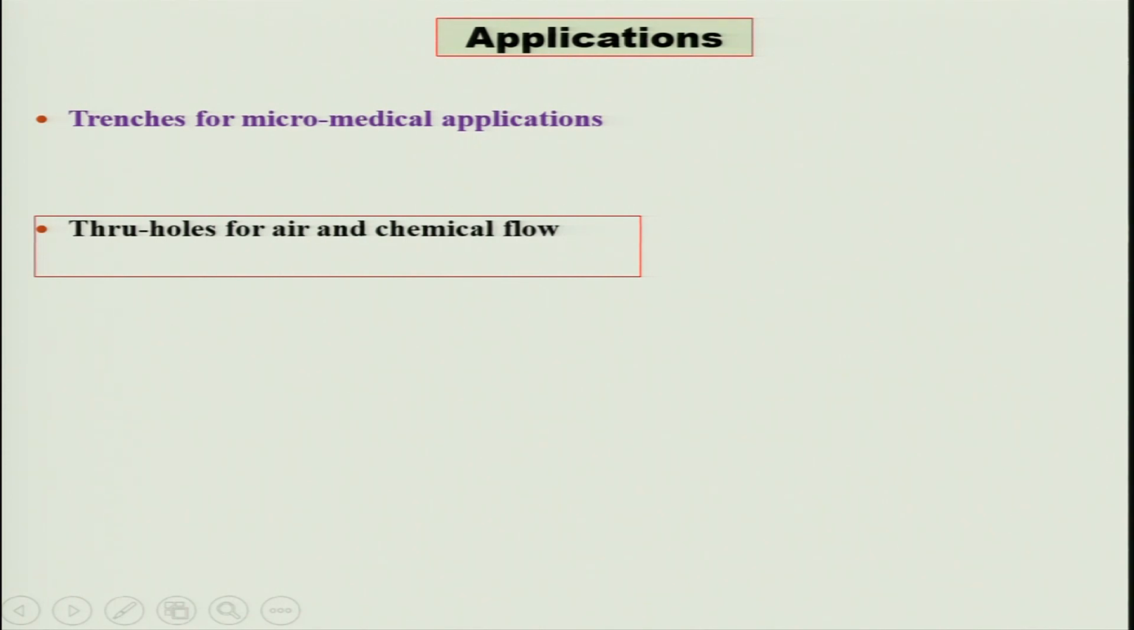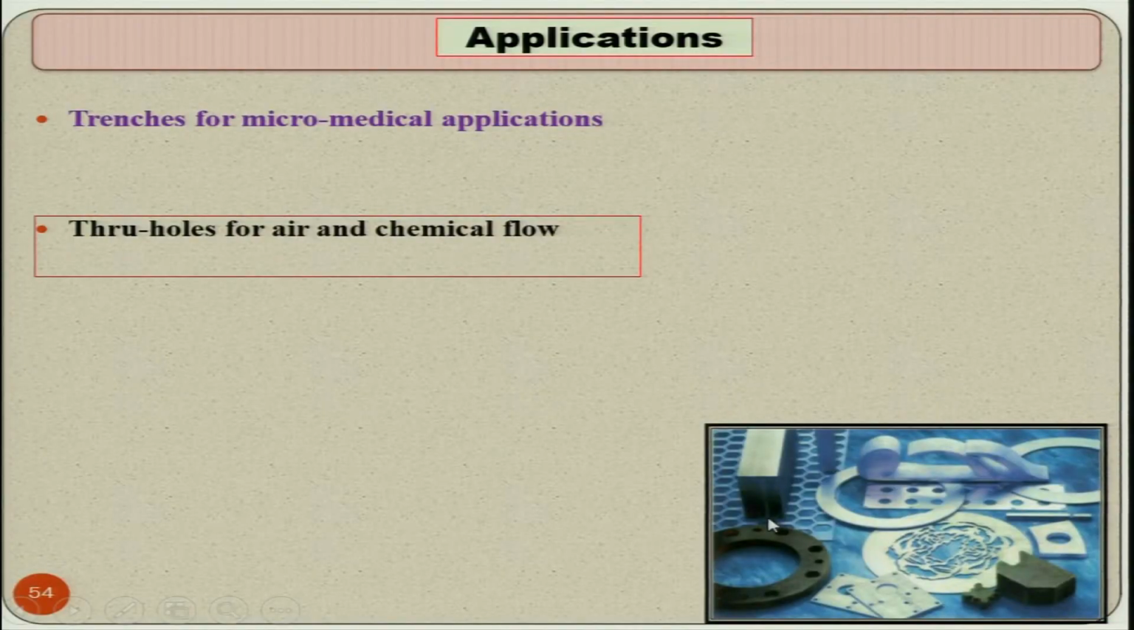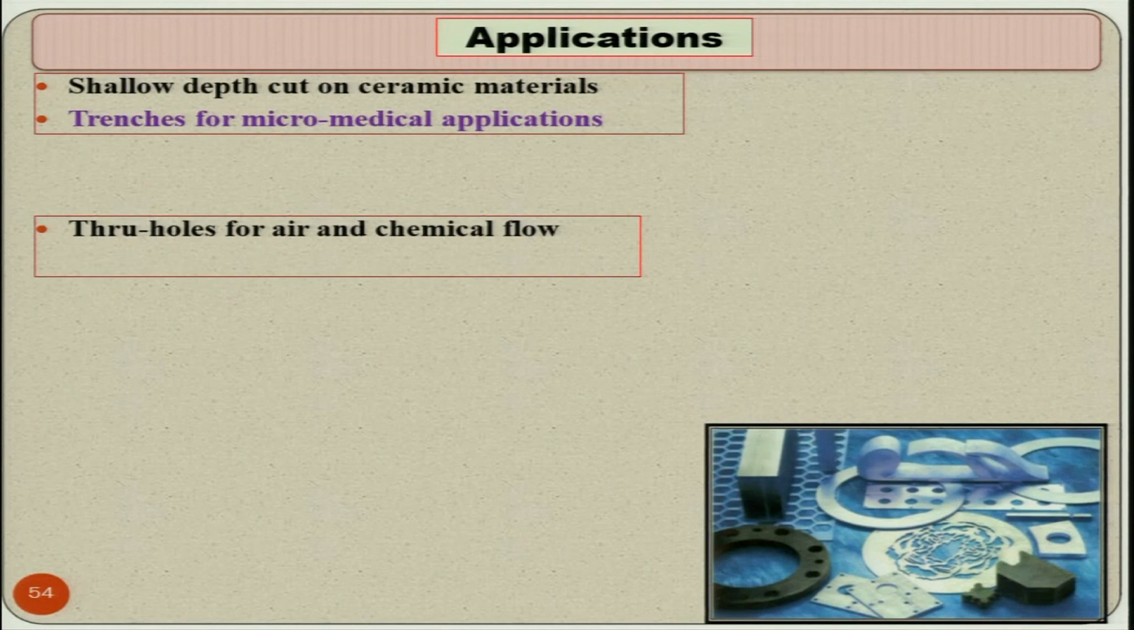Now, very interesting slides are there. What are the applications of abrasive jet micromachining process in real life? Some of those applications are mentioned over here. As you can see in this particular picture, these are the various components which have been machined by abrasive jet micromachining, and this includes both macro machining as well as micro machining as far as the applications shown over here are concerned. So, trends for shallow depth cut on ceramic materials.